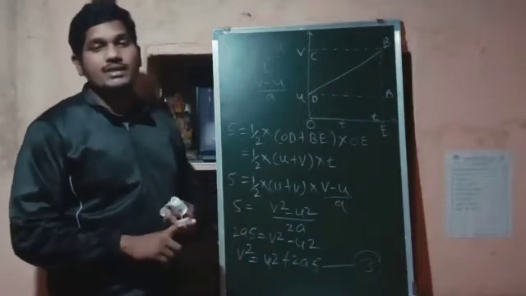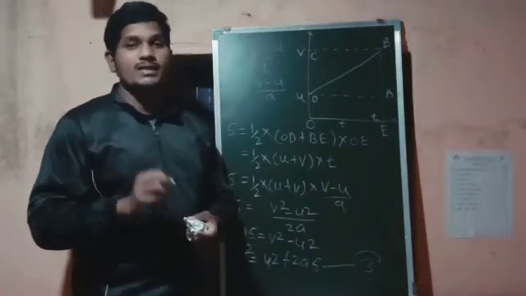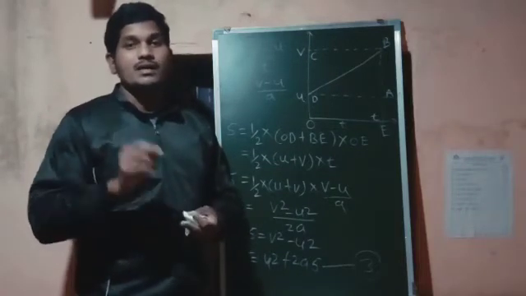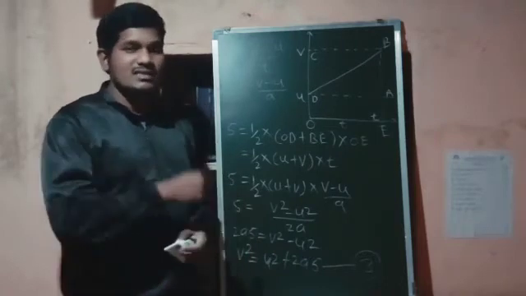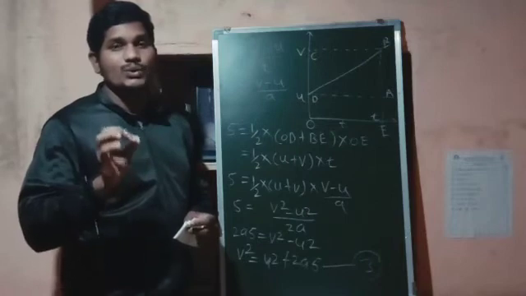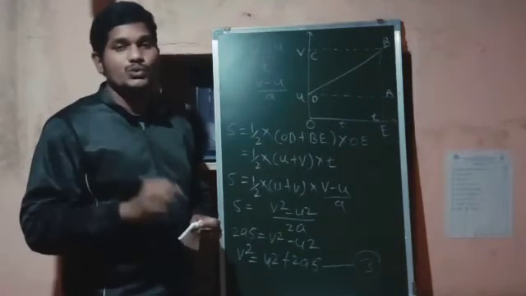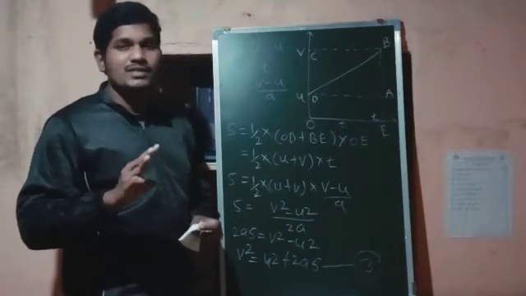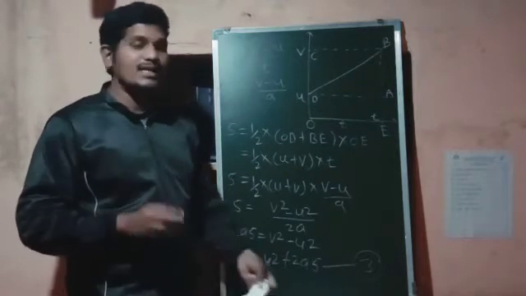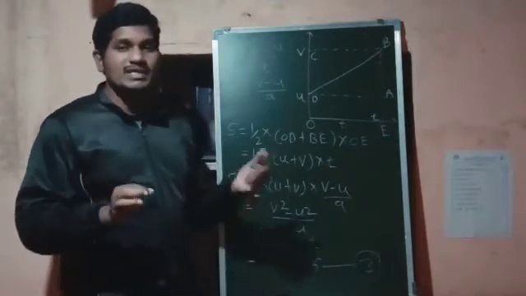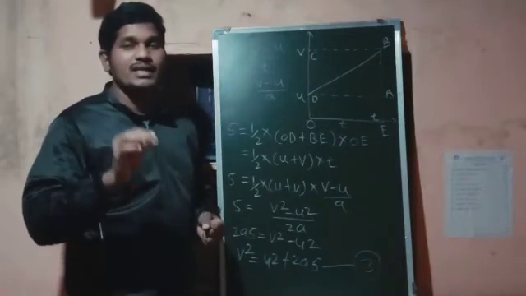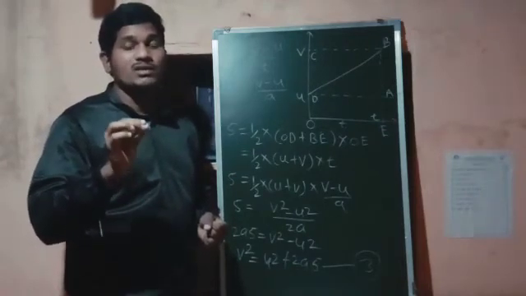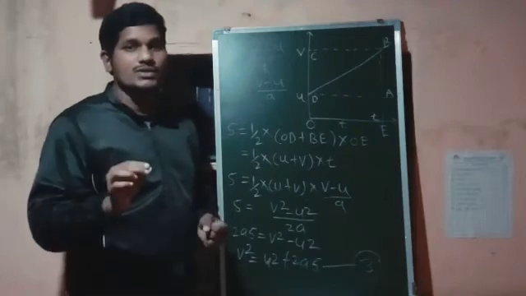The first one is V is equal to U plus AT. The second one is S is equal to UT plus half AT square. And the third one is V square is equal to U square plus 2AS. So these are the three equations which we have derived, and there will be problems based on these equations, and I will tell you a very simple and easy trick to solve the problems based on these three equations.